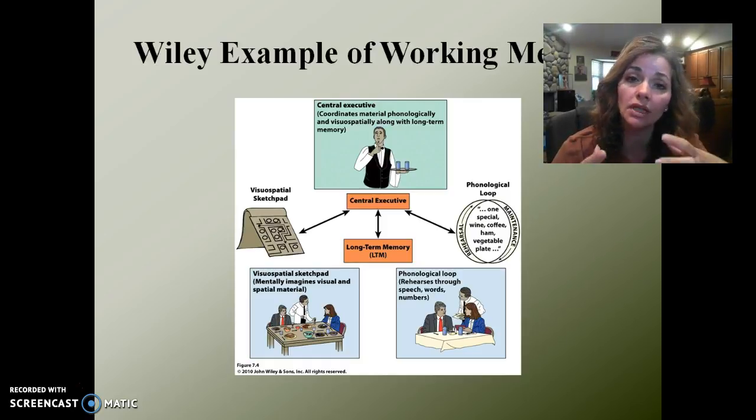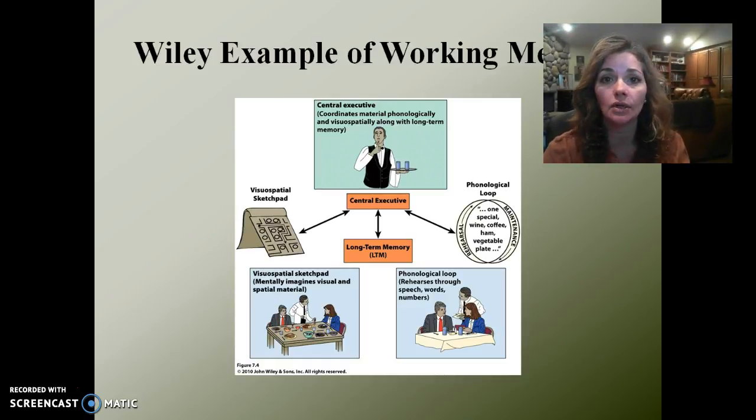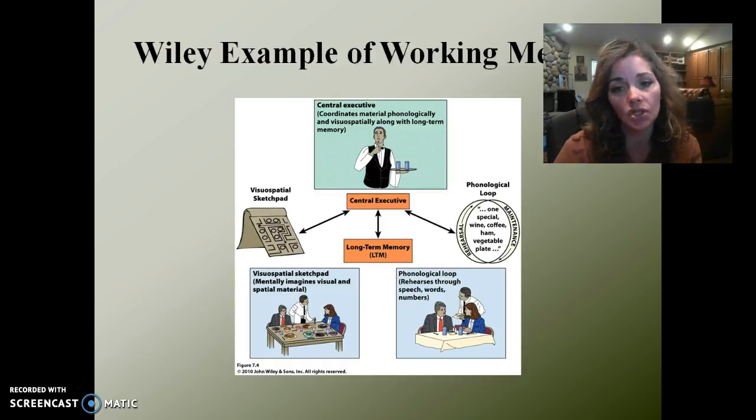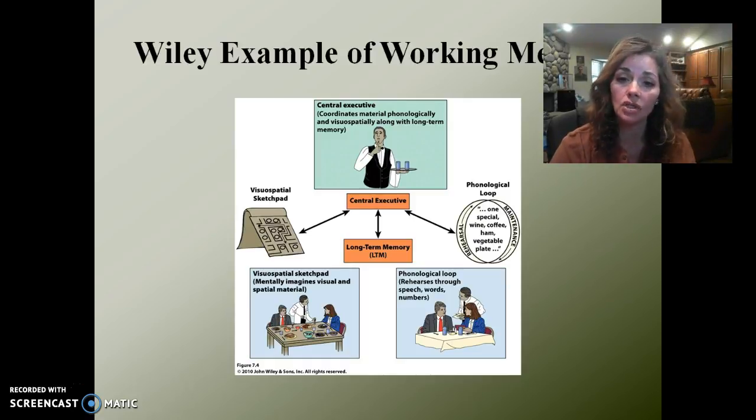First of all, your central executive kind of coordinates which one is going to be utilized, or how much it's going to be utilized, or when it's going to be utilized, or the sequence of which it's going to be utilized. And so it decides, am I going to rely on my phonological loop? Am I going to rely on my visual spatial sketchpad? Am I going to use some combination thereof? And then it decides when it's going to push that information into your long-term memory.